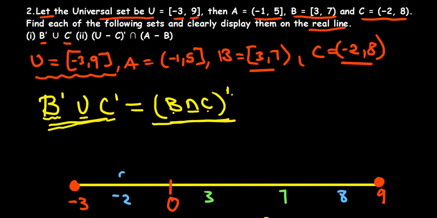We see that -2 is not included. Okay, and then we go all the way to 8, which is also not included. So this is our set C. And then let's plot the set B now.